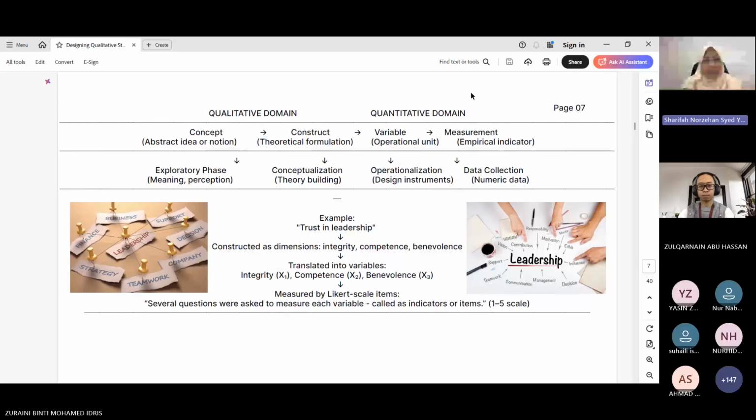So from this example, if let's say I'm looking into trust in leadership in Zakat institution, for example, I need to find out whether this is the real issue or problem in that organization. So after I've made an initial interview, I found that there are several issues that they brought up that relate to trust in leadership in this particular organization.